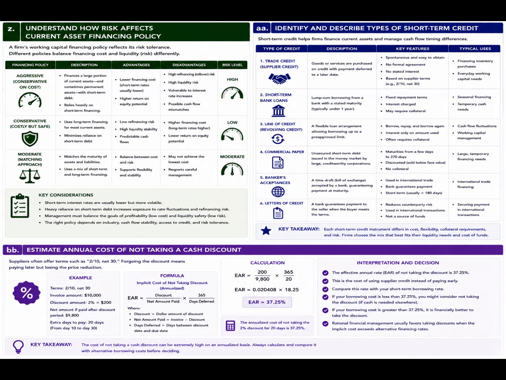Identify and describe types of short-term credit. Trade credit is supplier financing allowing delayed payment for purchases. It is spontaneous and widely used in working capital management. Short-term bank loans provide lump sum borrowing with stated maturity and interest. Lines of credit offer flexible borrowing up to a preset limit.